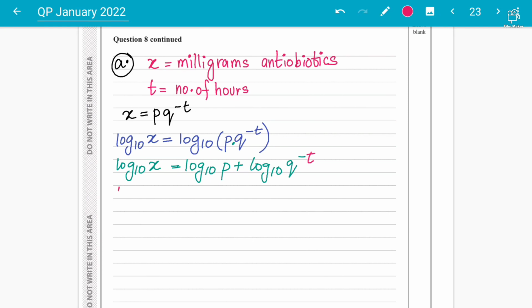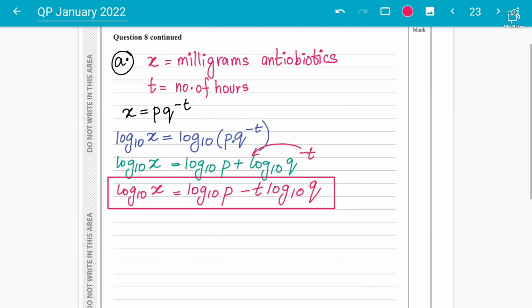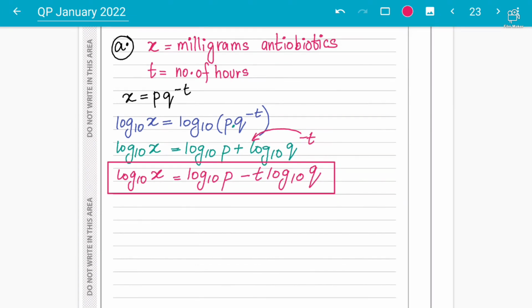Once you get this, you write down log 10 x. On the left hand side you don't have to do much. Then log 10 p, and the power, as we have discussed, can be made a coefficient, so it will be minus t times log 10 q, base 10 of q. So that's how your equation should look, students. That's how it makes sense now, and it's working very well.